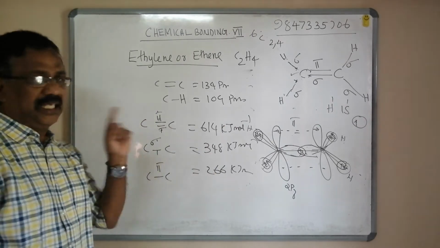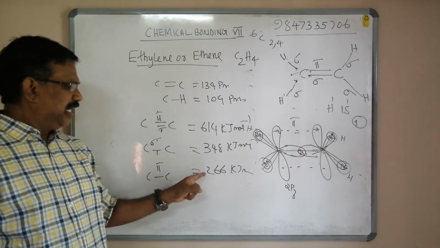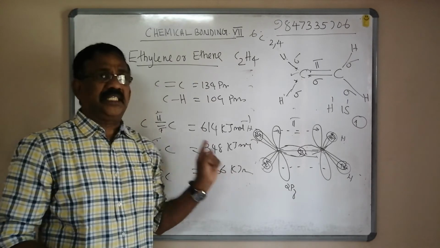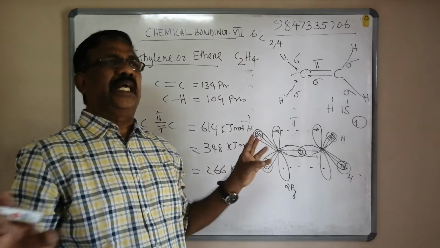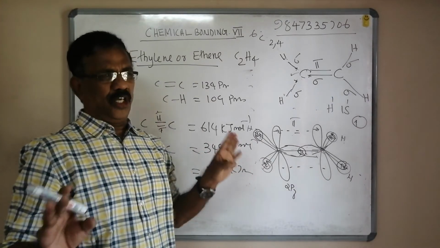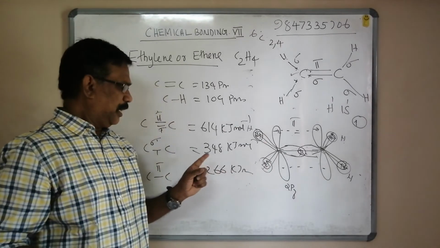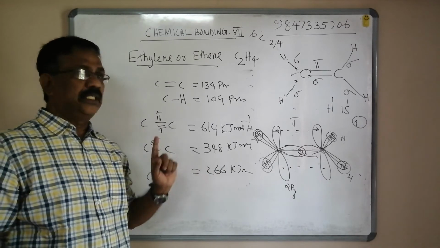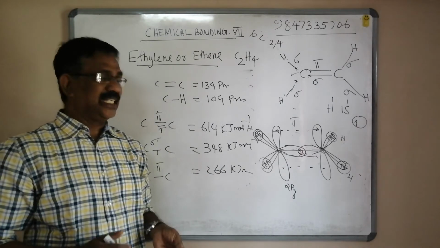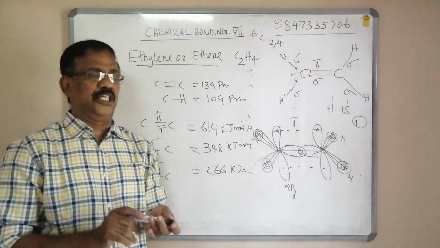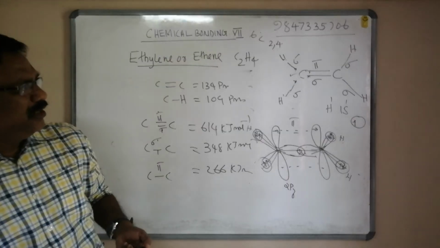So this clearly indicates the pi bond is weak. It requires only 266 kJ per mole for the breakage. That is why molecules containing pi bonds are highly reactive, due to the presence of this weak pi bond. It requires only 266 kJ mol^-1. So these are about the ethene molecule.